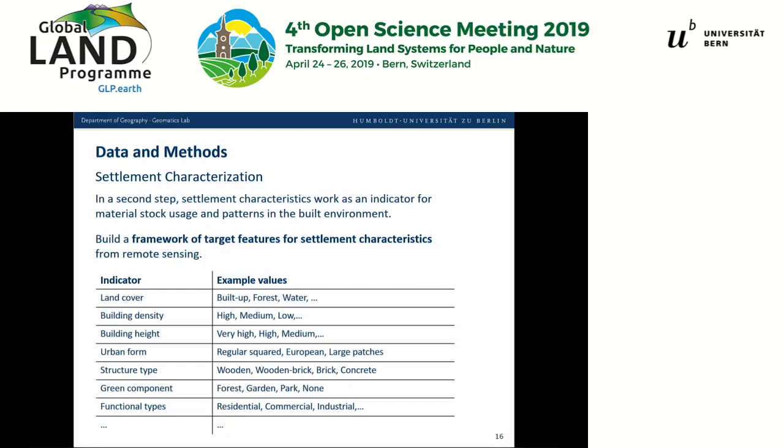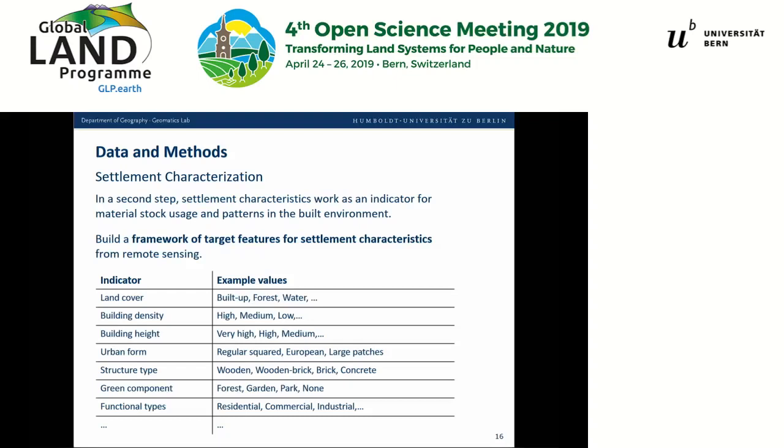Some of them we can map with remote sensing data. Some of them we maybe cannot map with remote sensing data. Structure types, you cannot see if the building structure is wooden, if it's a brick structure, if it's a concrete structure, because it's underneath the surface. So that might be approximated by other indicators that we can map.